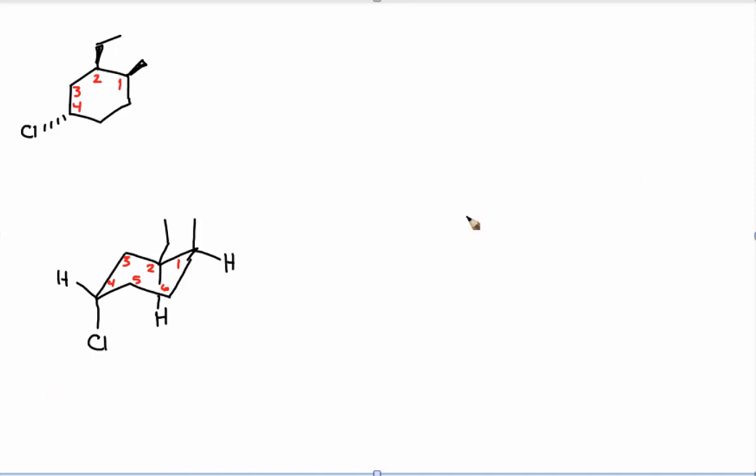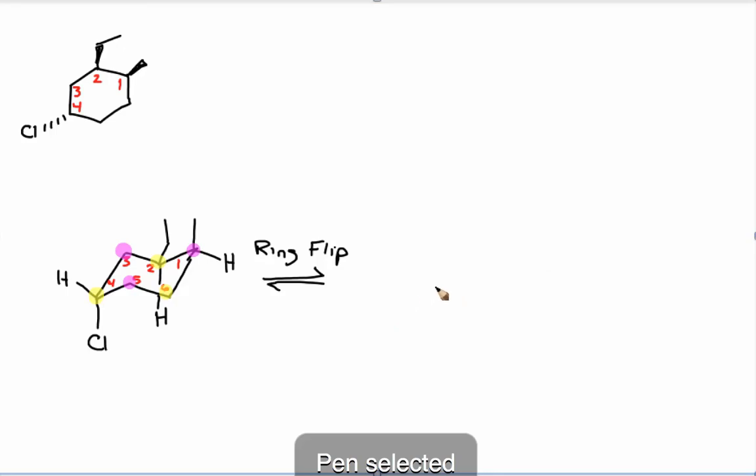Now what we want to do is do a ring flip. Remember what happens during a ring flip. Here's our down carbons. Those will become up carbons. And then our up carbons, those will become down carbons. Okay, so let's go ahead and draw our other conformer of cyclohexane.